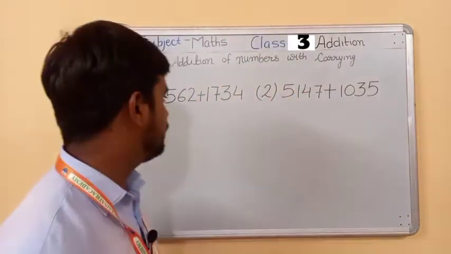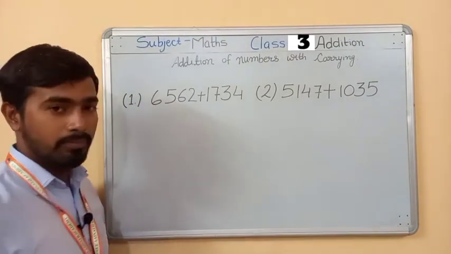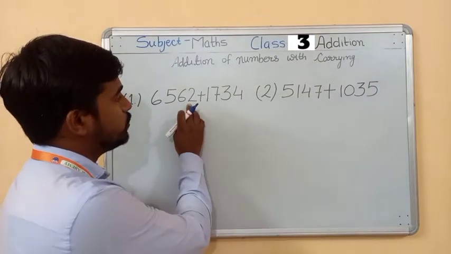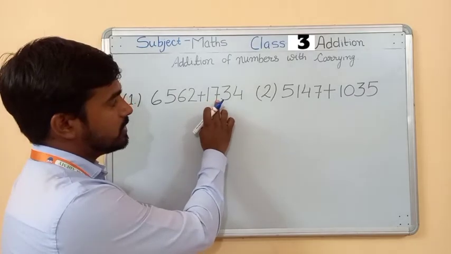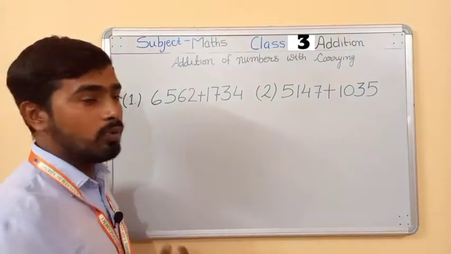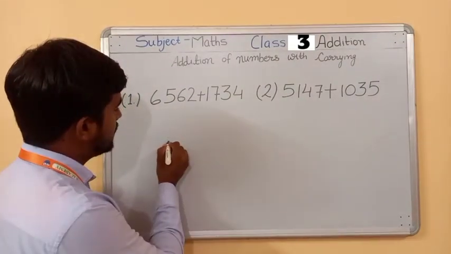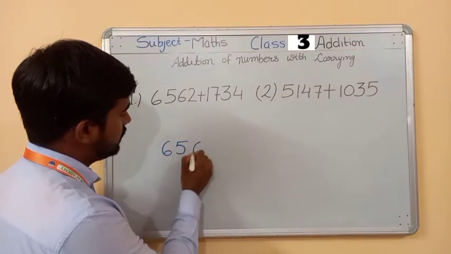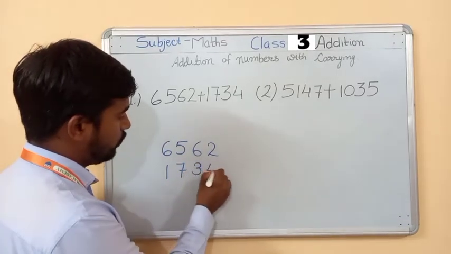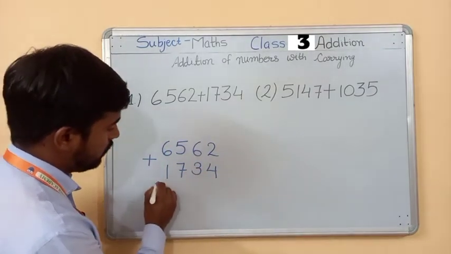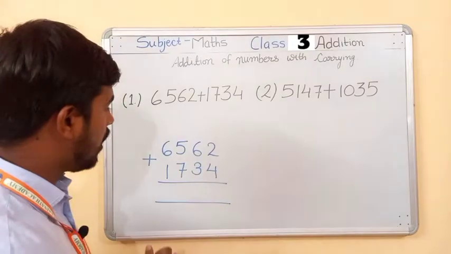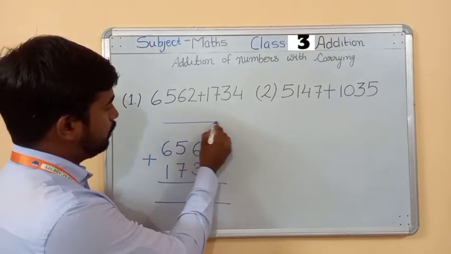Okay, so let's start. You are given two 4-digit numbers. In the first you have 6562 and in the second 1734. First of all, write these numbers in a column. This is the symbol of addition. This method is called the column method. Now write the place value.